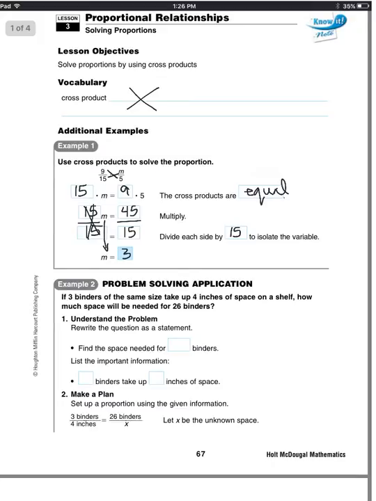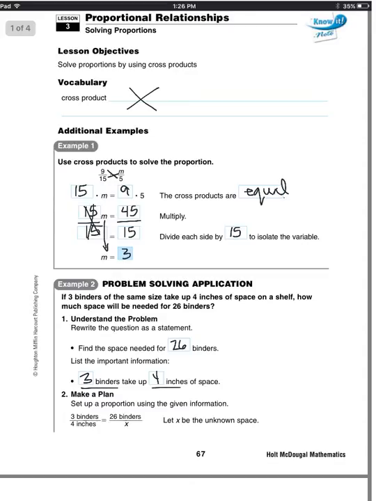So, example 2. If 3 binders of the same size take up 4 inches of space on a shelf, how much space will be needed for 26 binders? We're going to rewrite the question as a statement. We're going to find the space needed for 26 binders. We know that 3 binders take up 4 inches of space, so we can set up a proportion in that same exact order.